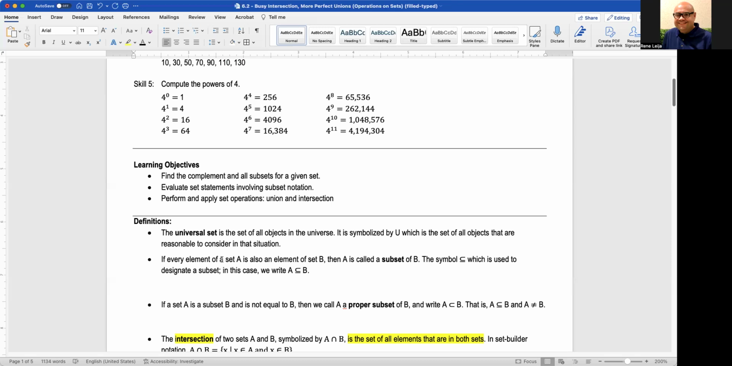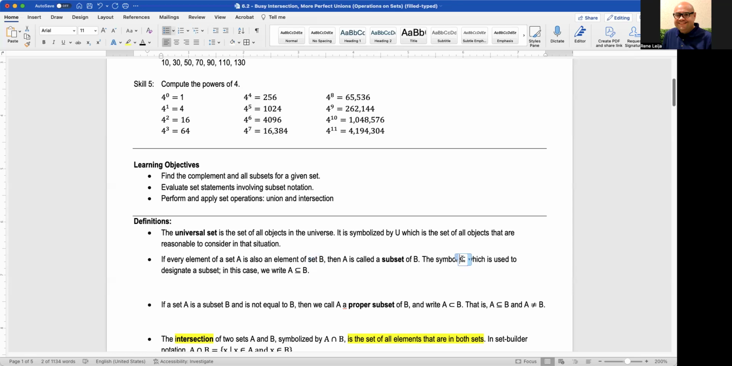So if every element of a set A is also an element of set B, then A is called a subset of B. What this means is set B would be representing our entire class, and set A would be the people who wear glasses. Everybody who wears glasses, that's set A, is also an element of set B, which are the people in our classroom. So set A is a subset of B.